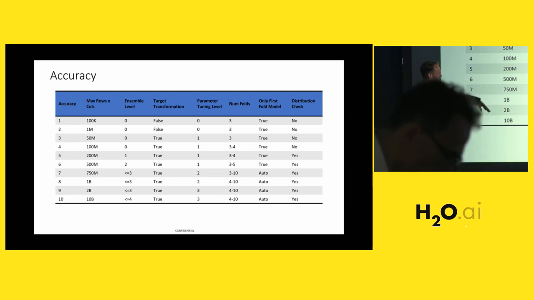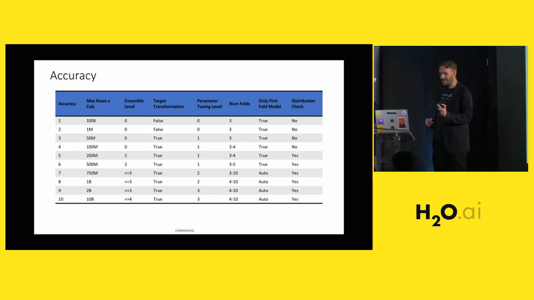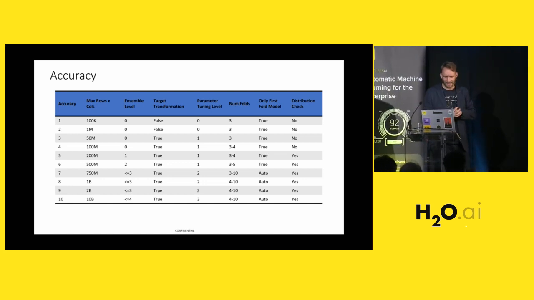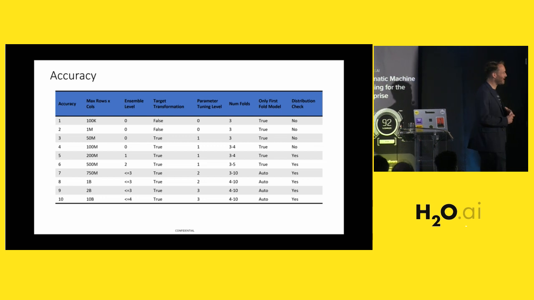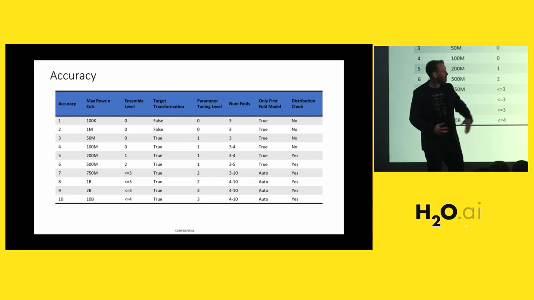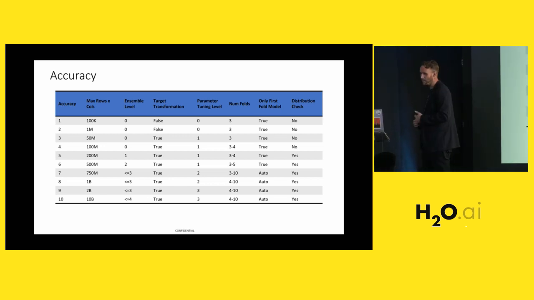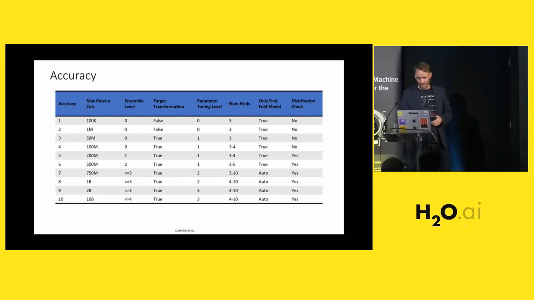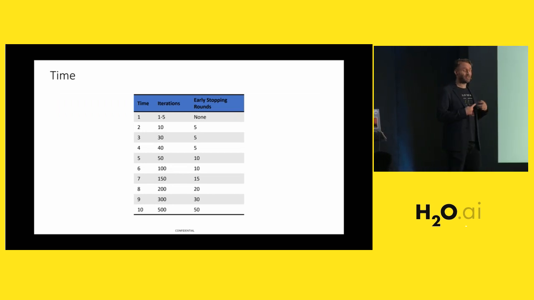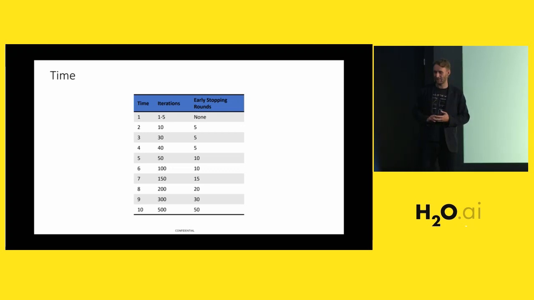So if we've got very large data tables, maybe with billions and billions of rows, then some of those accuracy settings are going to sample the data down. It's controlling what level of ensembling, joining together of models, we're doing, parameter tuning levels, and how many folds of cross validation we're working with. With time, it controls the number of iterations that we're going through, and we'll see some of this in more detail.